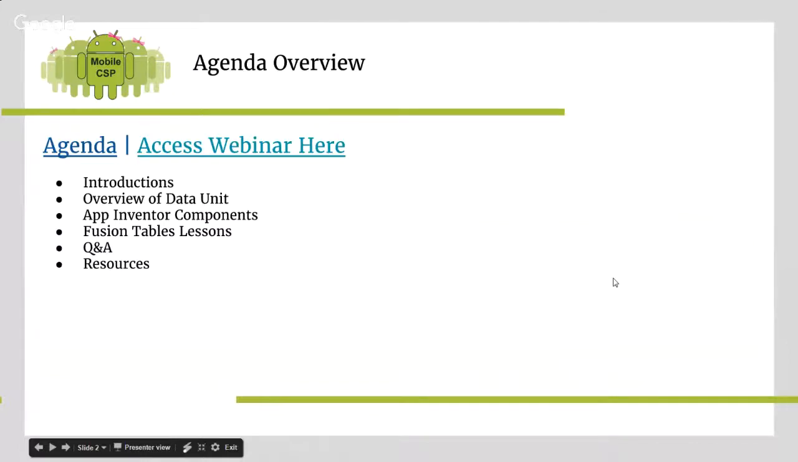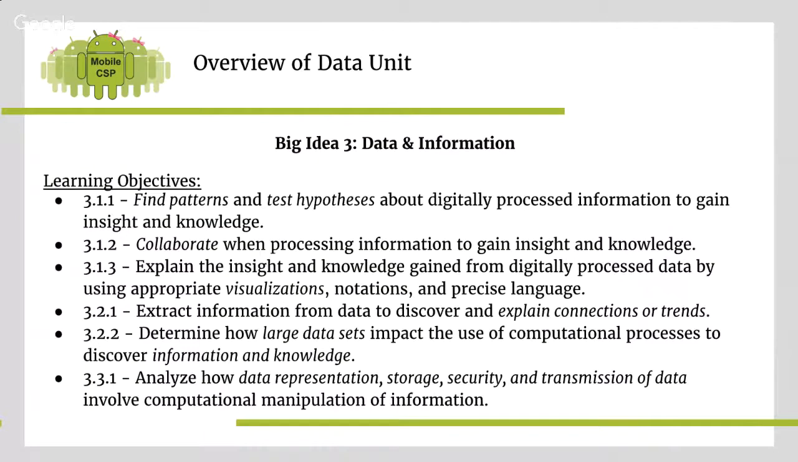Great. So like I said, we'll just go through a little bit of introduction. So myself and Shannon, like we just did, and then an overview of the unit, the App Inventor lessons, some of the Fusion table lessons, saving plenty of time for Q&A at the end, and any resources, and just a reminder of future webinars. So these are the key learning objectives related to big idea number 3 in the Computer Science Principles Framework.